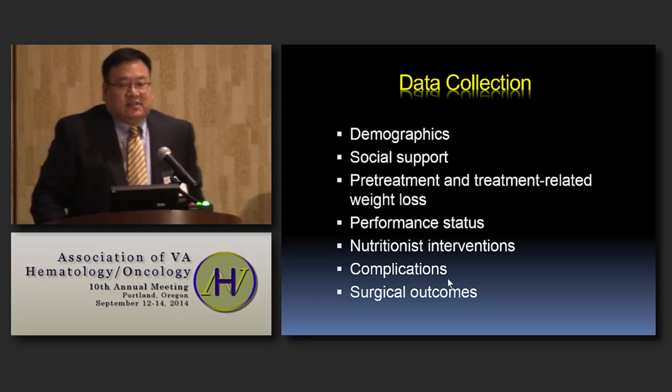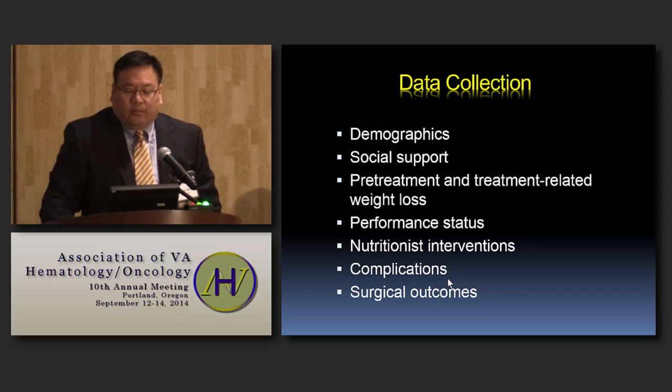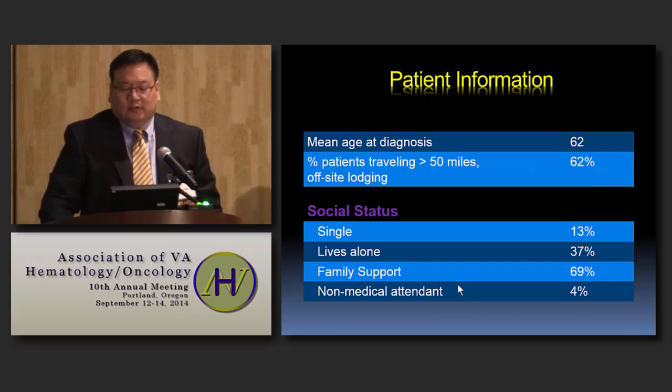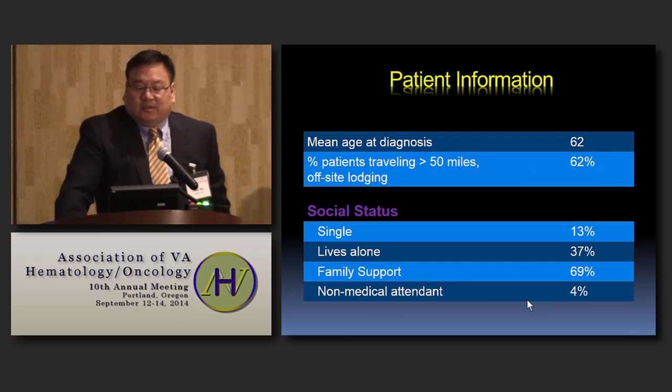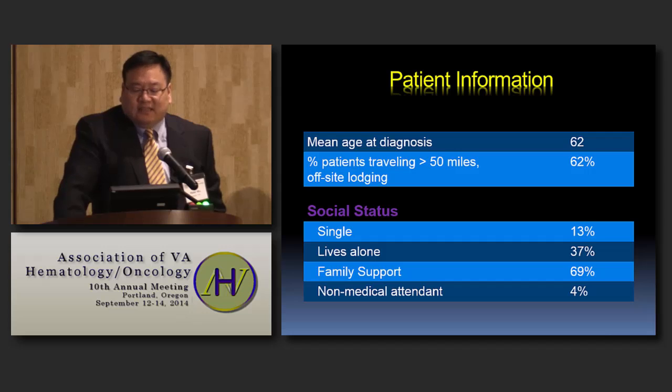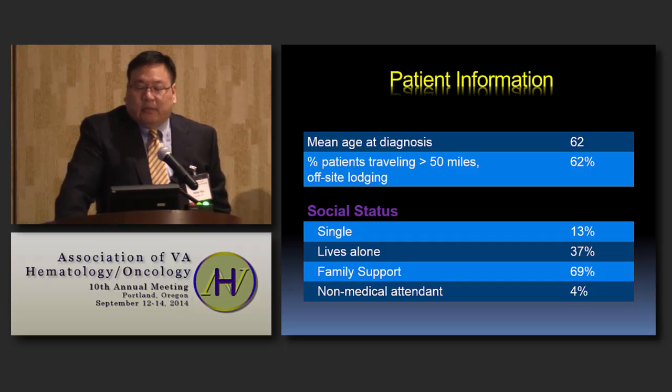We looked at patient demographics, their social support system, their weight loss that occurred, their performance status, the interventions by our nutritional teams, complications, and outcomes. So the mean age of our patients was 62. Unique to our VA, since we cover a wide geographic expanse including Alaska, Eastern Washington, Montana, Idaho, Northern Oregon, the majority of our patients require lodging, and actually the mean distance to travel in our VISN to treat esophageal cancer is over 400 miles.